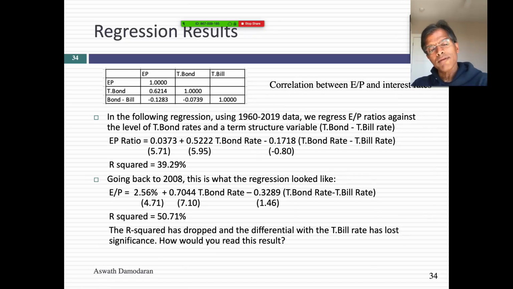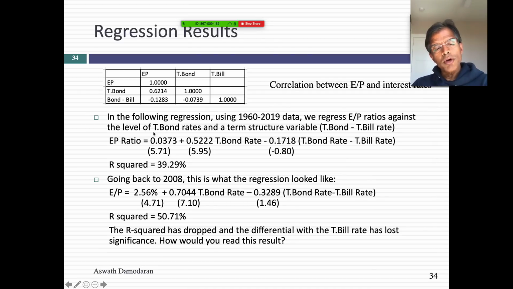I'm just looking at the S&P 500 over time, regressing the earnings to price ratio against the T-bond rate and the difference between the T-bond and the T-bill rate. Whenever you see me run a regression and you see these numbers as coefficients, those are not computed numbers. They come as output from the regression. So let's read the output.